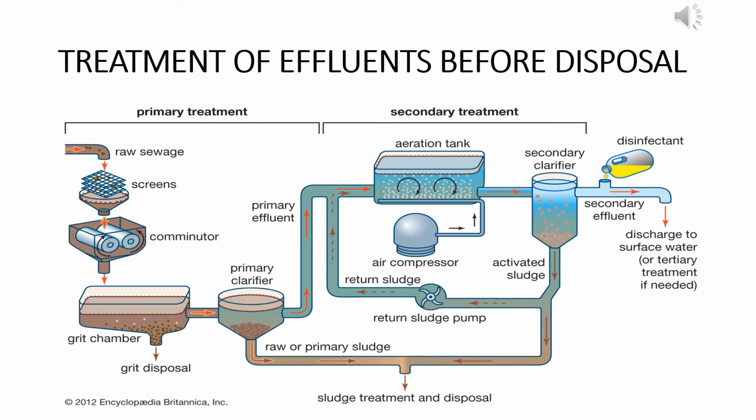After the sludge has been removed from the primary effluent, it is moved into the aeration tank, which is part of the secondary treatment. The aeration tank is also called oxidation ponds, where there is air supply into the tank, and along with air there are a lot of bacteria and fungi that are supplied into these oxidation ponds or aeration tank.